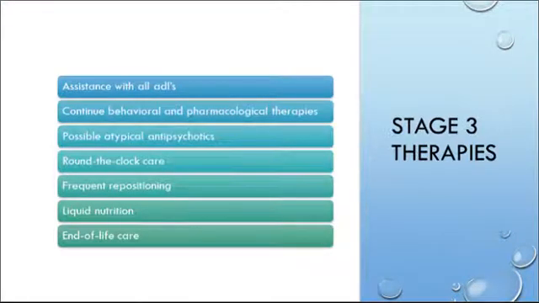it's a gradual loss of remote memory, gradual loss of the ability to walk, sit, hold their head up. They need round-the-clock care, frequent repositioning, liquid nutrition, planning for end of life, continued pharmacologicals, possibly some atypical antipsychotics because they can have hallucinations at this point, possibly.